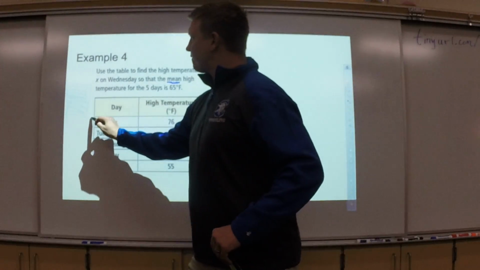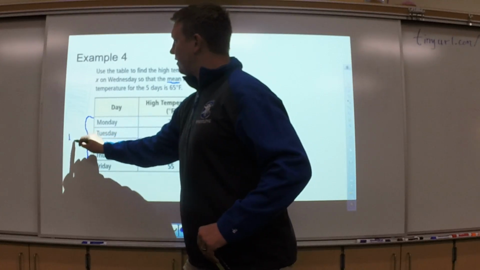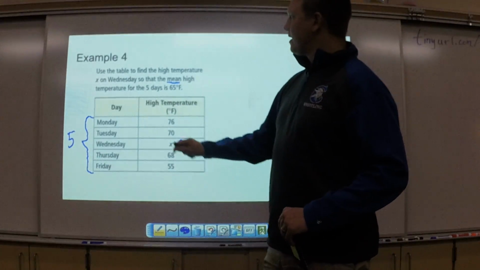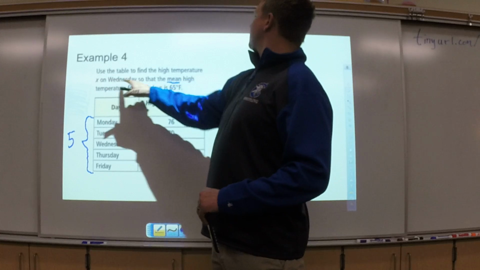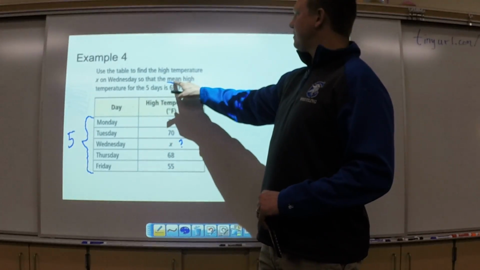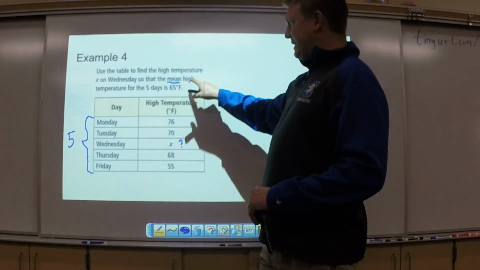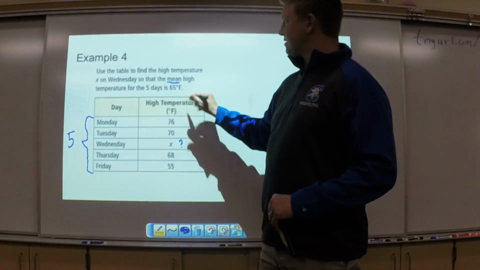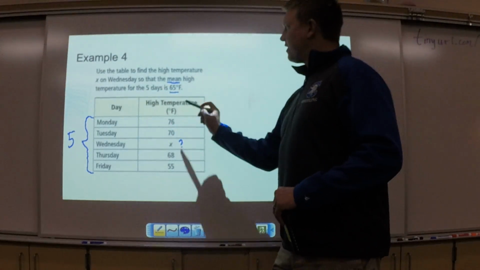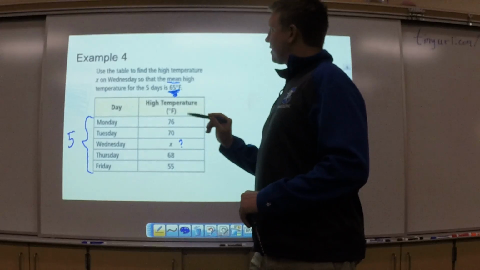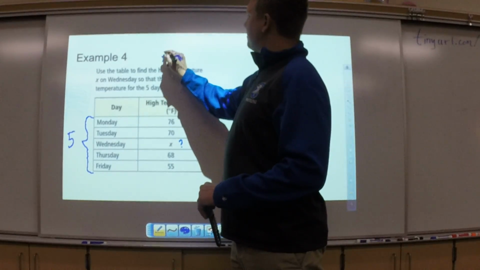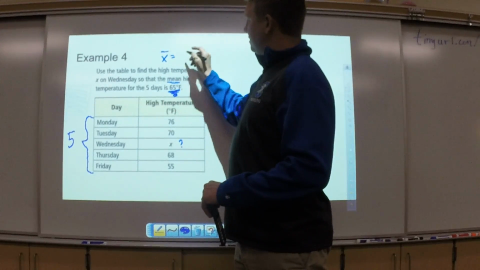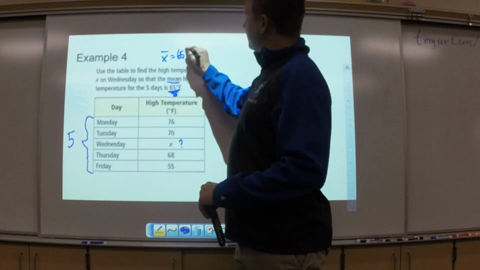All right, there are 5 days out of the week right here that we are looking at. Okay, so on Wednesday we want to figure out that temperature if the mean high temperature for the 5 days is 65 degrees. There's some important information that we have. Okay, so remember we said the symbol for mean is this, x bar equals 65 degrees Fahrenheit.